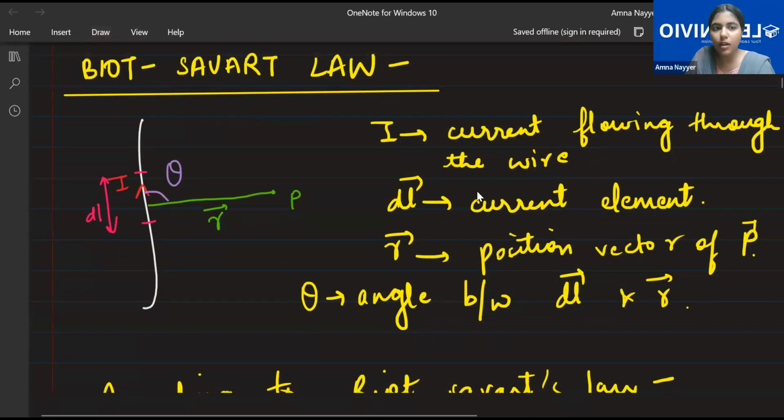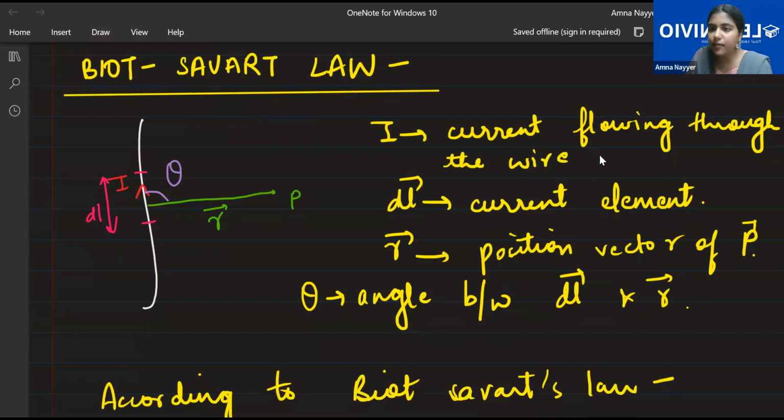So what all things do we have? I is the current flowing through the wire. dl is the current element. r is the position vector and theta is the angle between dl and r. The variables are clear to everyone. Can we move forward?